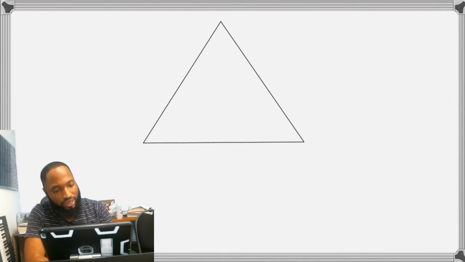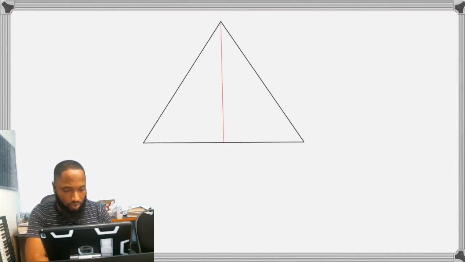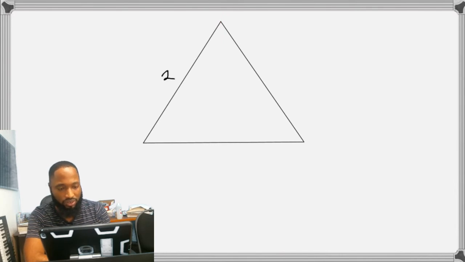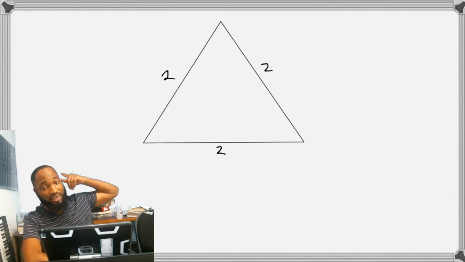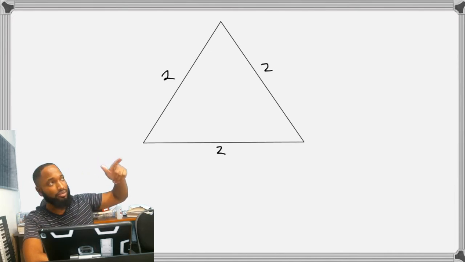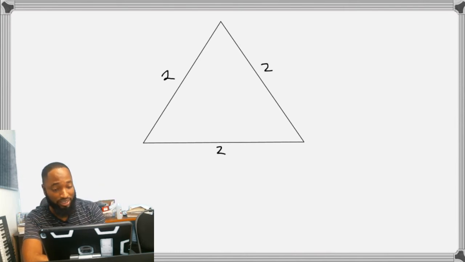So what we're gonna do is split down this triangle down the middle. So boom. But we're saying things first. We're saying that this is 2, and this is 2. So it's not just an isosceles. This is an equilateral, that's what you say, right? Equilateral triangle.